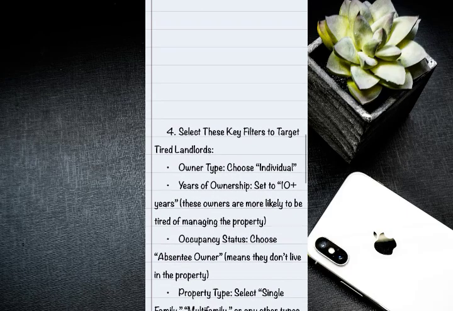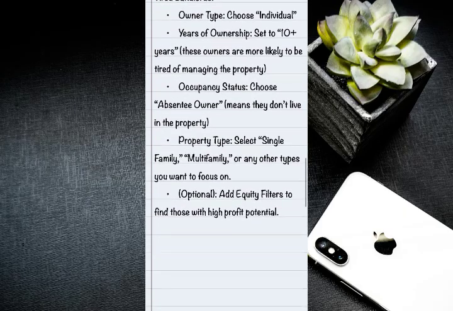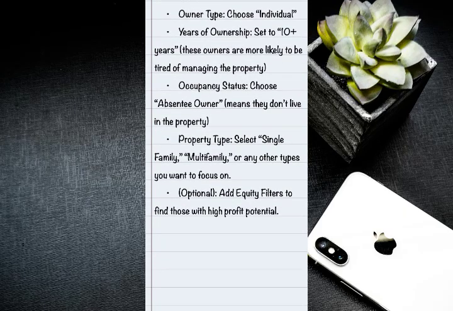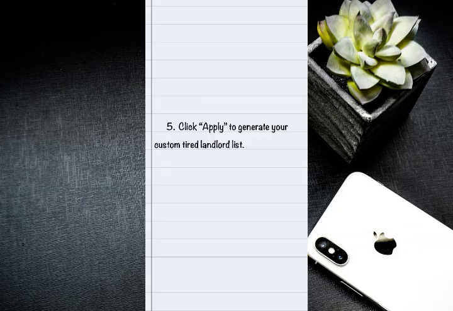Then from there, select this key filter to target the tag landlord, which is the owner type and your years of ownership. You can also enable the occupancy status and the property types, which is very optional. You can also add the quality filters to find those with high profit potential. Then click apply to generate your custom tag landlord list.